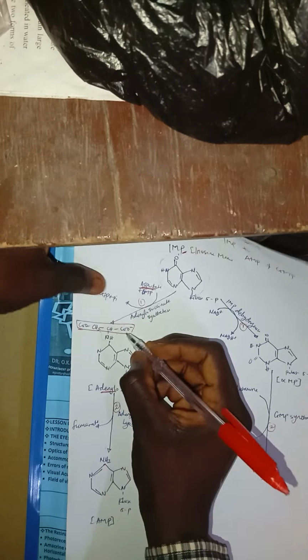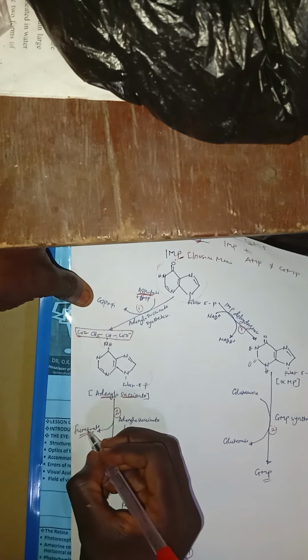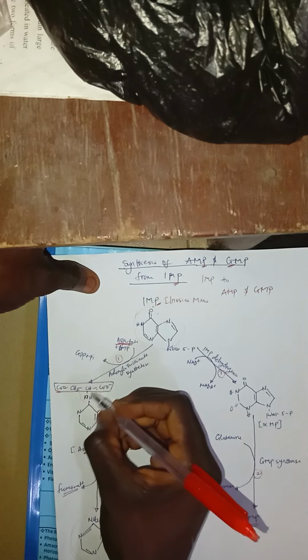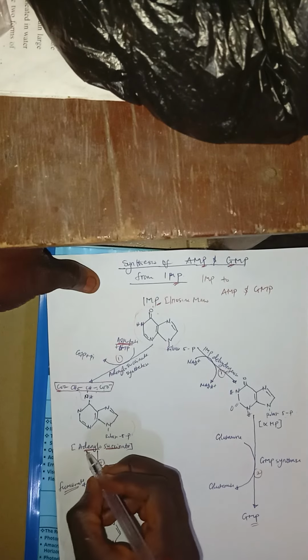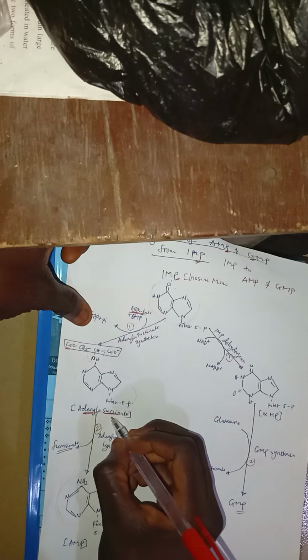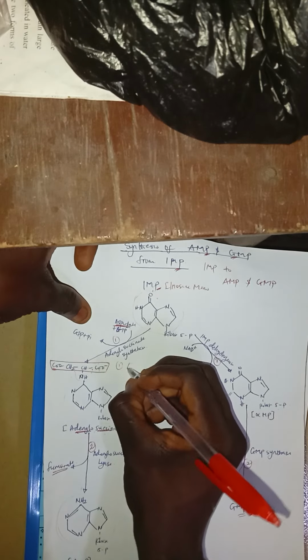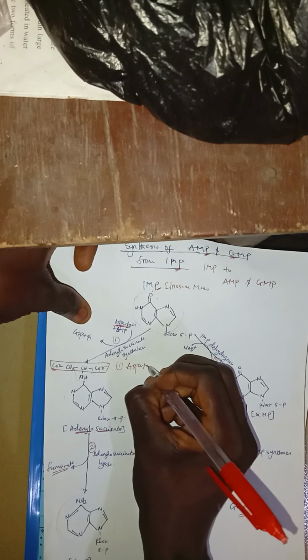Then for step 2 now, you are going to remove this aspartate in the form of fumarate. If you notice, this is the new molecule we got. So from IMP, you first get adenylosuccinate, and from adenylosuccinate you get AMP. How do you get adenylosuccinate? Add aspartate. Then in the second step, remove fumarate. Very, very simple. We added aspartate, and for the second one, we remove fumarate.